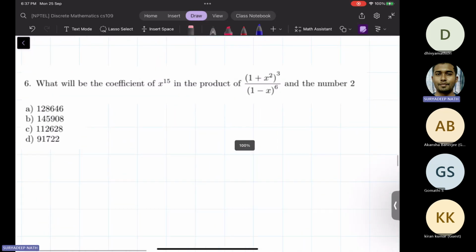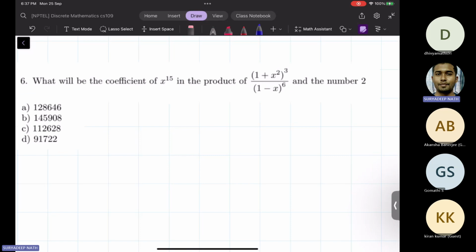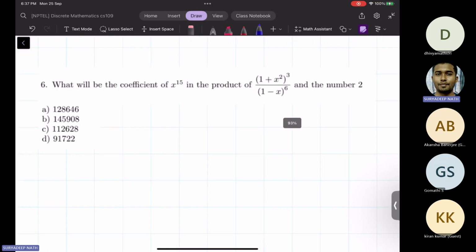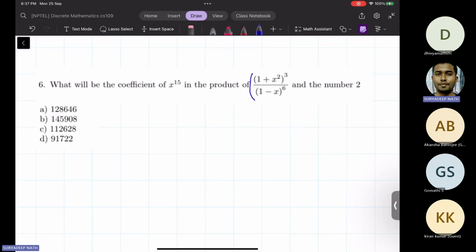Okay. So what will be the coefficient of x to the power 15 in the product of this term? So you have a denominator and a numerator, and with the number 2. So whatever we get from here, the product coefficient of x to the power 15, we'll have to multiply with this number 2. So let us look at this problem.